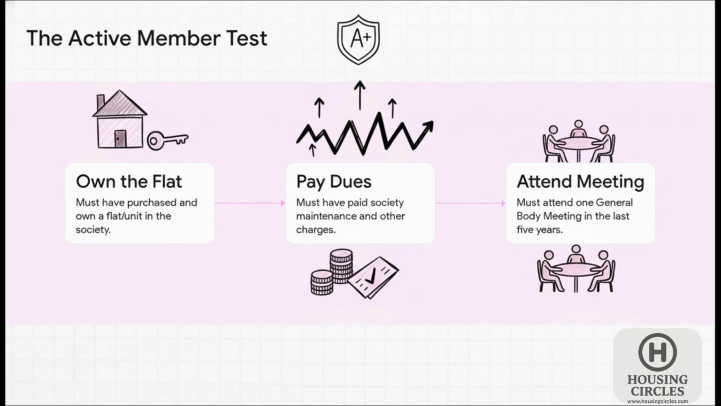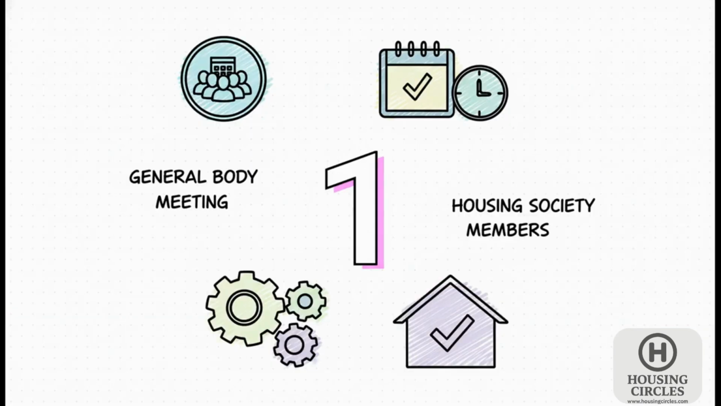1, you have to own the flat. Easy enough. 2, you have to have paid all your society dues, no arrears. And 3, you need to attend a general body meeting. And here's the real kicker. You only need to attend one single general body meeting in the last 5 years to keep that active status. That's it. Just one meeting.